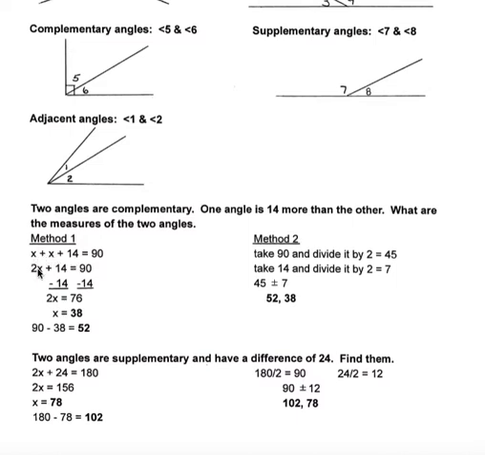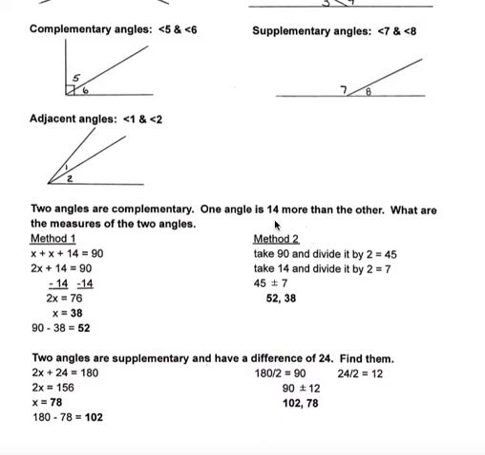X plus X is 2X. I subtract 14 from both sides. I get 2x equals 90 minus 14, which is 76. Divide by 2, you get 38. And then since they add up to 90, you can find the other angle by taking 90 minus 38, which is 72.